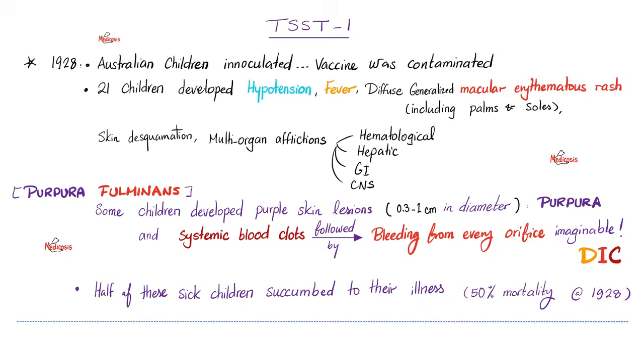Pause and review. The story of the Australian children is a story of toxic shock syndrome, toxin number 1, causing toxic shock syndrome, complicated with purpura fulminans ending in DIC, bleeding from every orifice, with decreased platelet count, prolonged bleeding time, prolonged PT and PTT and TT, decreased fibrinogen, elevated D-dimer, increased fibrin degradation products.